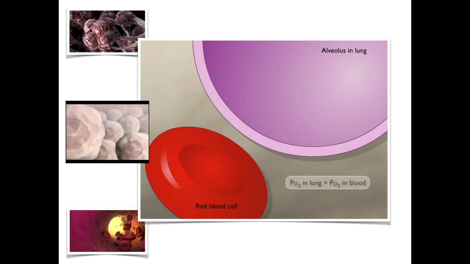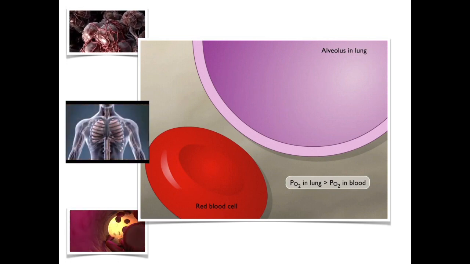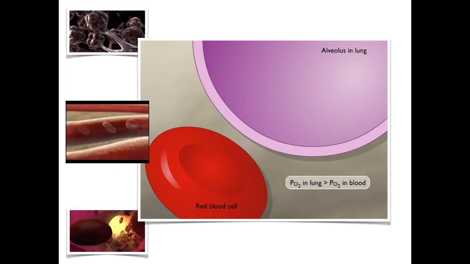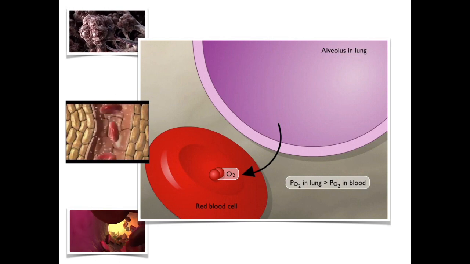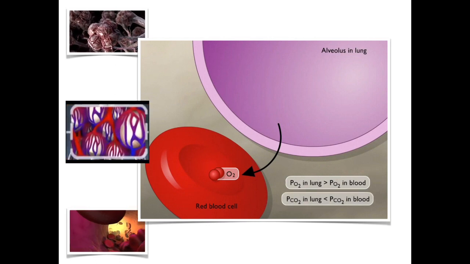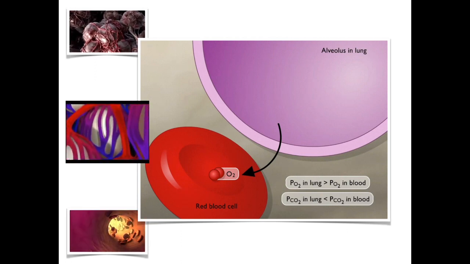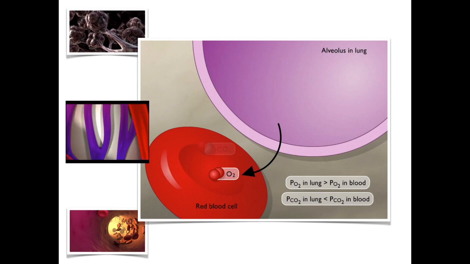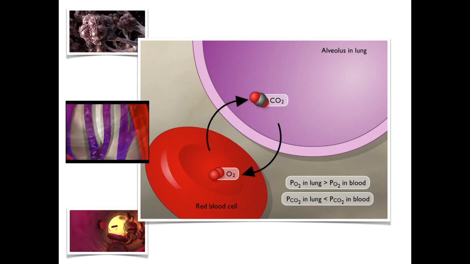The partial pressure of oxygen, PO2, in the air in the alveolar spaces in the lungs is greater than the PO2 in the blood, so oxygen diffuses into red blood cells from air in the lungs. Also, the partial pressure of carbon dioxide, PCO2, in the air in the lungs is less than the PCO2 in the blood. So carbon dioxide diffuses out from red blood cells and into the air in the lungs.